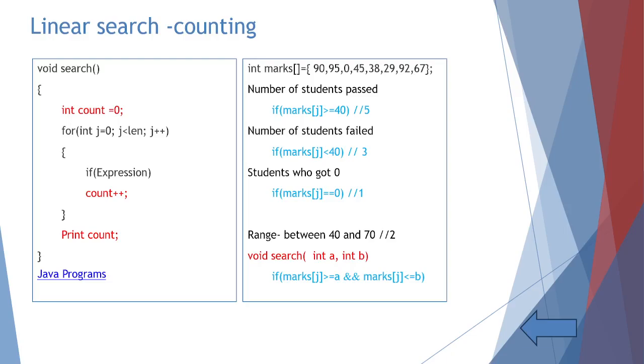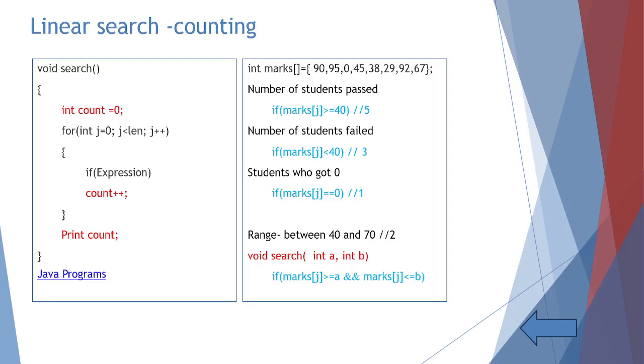For example, int marks array is there, 90, 95, 0, initialized. Now, number of students passed. Then the if expression on the left hand side would be: if marks of j greater than or equal to 40, then count plus plus. So there are 5 students who got above 40. Second statement, number of students failed. That means if marks of j less than 40, then count. Students who got 0, marks of j double equals to 0.